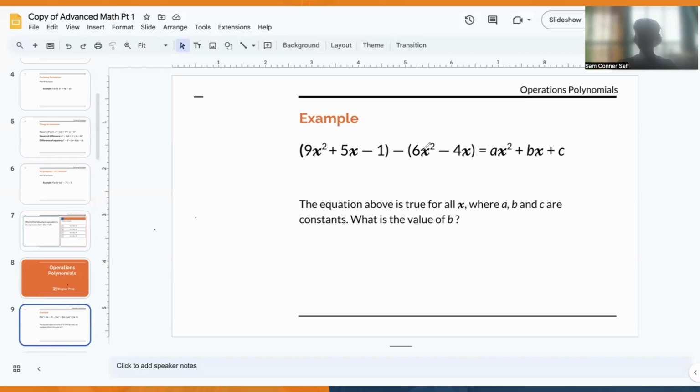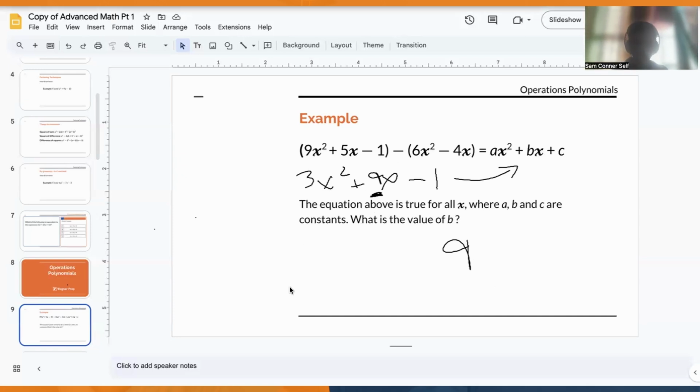So 9x squared minus 6x squared is going to be 3x squared. Positive 5x minus negative 4 is going to be 9x. And then negative 1 minus 0 is just negative 1. So this format matches this equation to the right of the equal sign, and they're asking for b, and we know that b is this coefficient attached to this middle term of x, so we know that the value of b is 9.